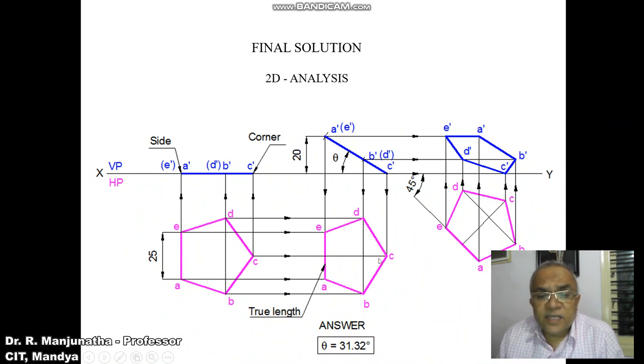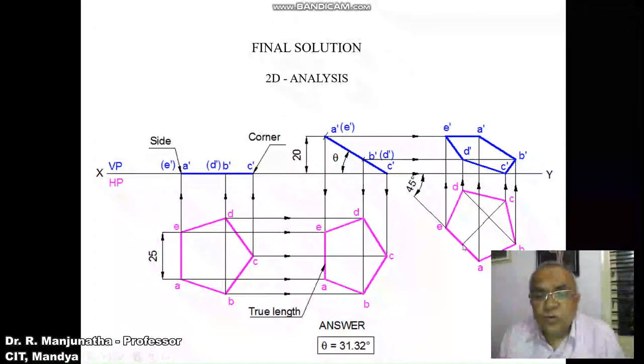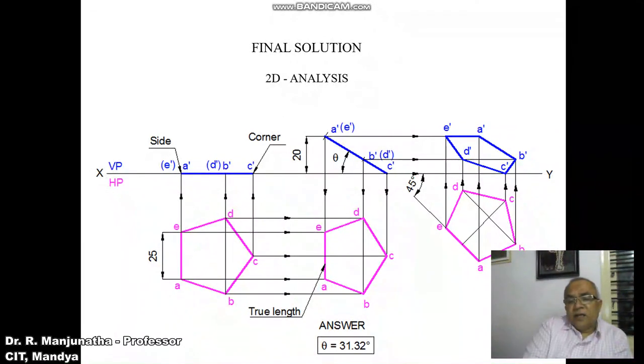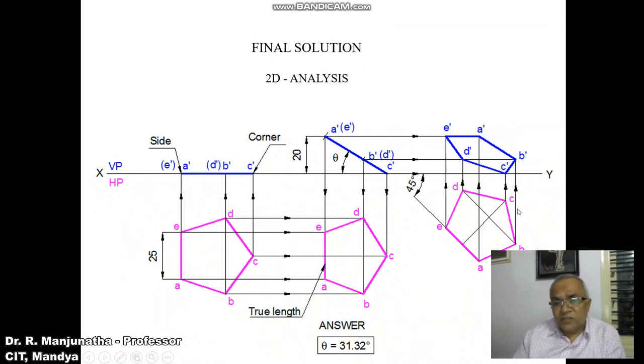Similarly, this line is perpendicular to AE, so from this point join to C. With this point as center, by using the protractor, you measure an angle of 90 degrees with respect to AE, and then draw a perpendicular to AE. Then you measure the distance from this point to this point, and transfer it from this point to here on this line. So once you get this point, again you measure the distance from this point to C, and from this point you cut an arc on this, so that you get this point C.